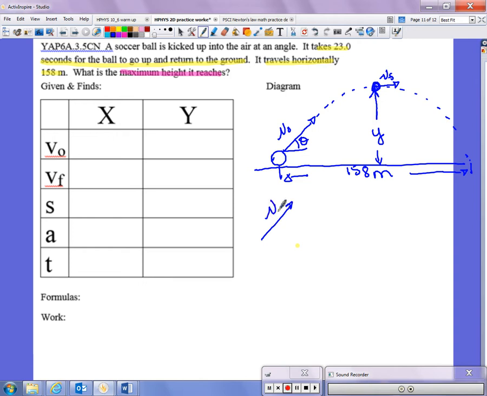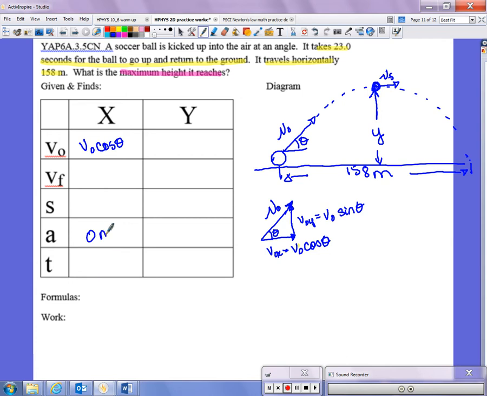First, let's break down our initial velocity vector so that we're in good shape with that one. Oops, not straight. Sorry about that. All right, let's not get sloppy. Let's just do it neat. There we go. So here's theta. Our y component is v naught sine theta. Our x component is v naught cosine of theta. So we can plug those in, v naught cosine theta.